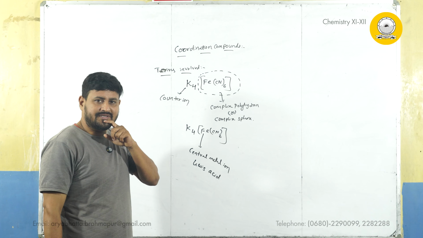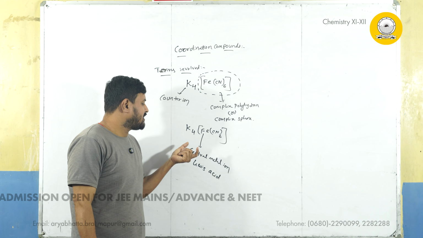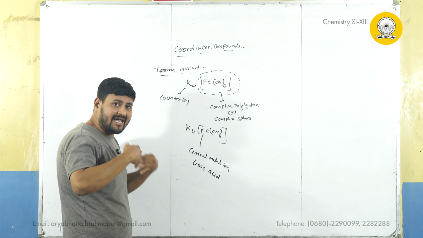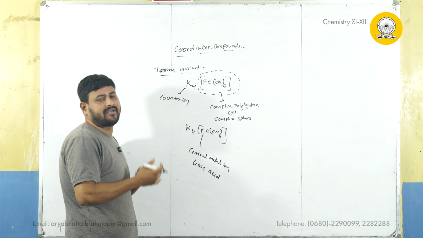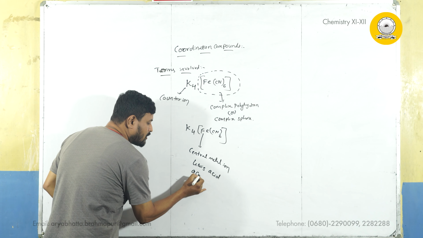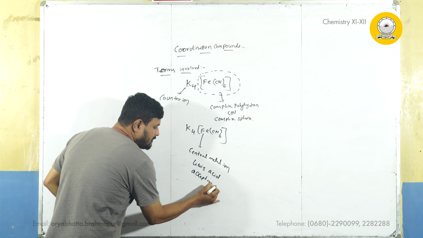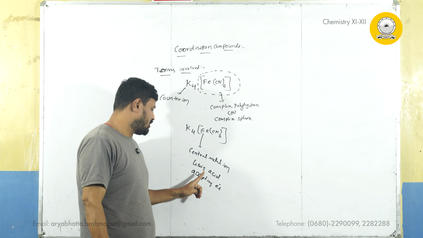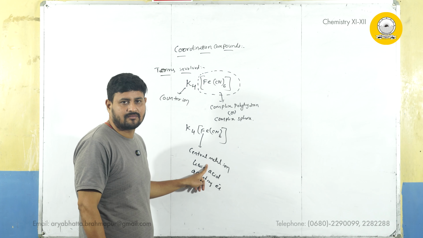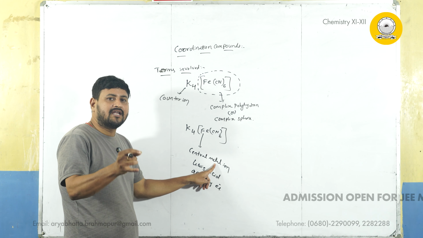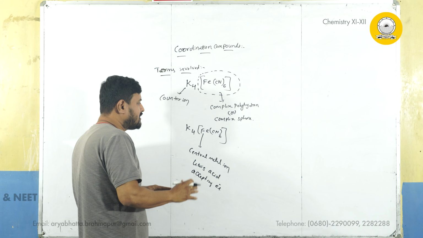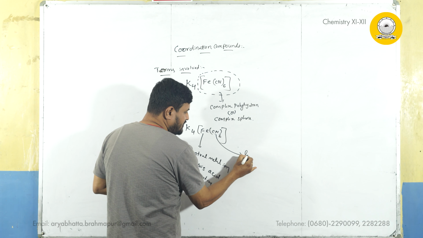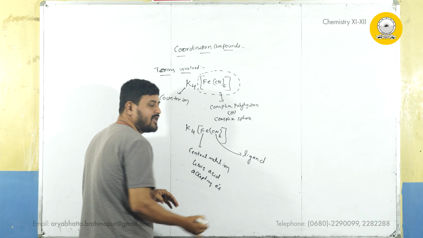Why does it act as a Lewis acid? Actually, the central metal ion is an electron acceptor. The metal ion can readily accept electrons, as it has a vacant orbital for accepting electrons. That's why it is called a Lewis acid, and that's why it acts as a central metal ion. The central metal ion is readily accepting the electrons. Why? Because in that case, cyanide is the ligand. It will be termed as ligand.